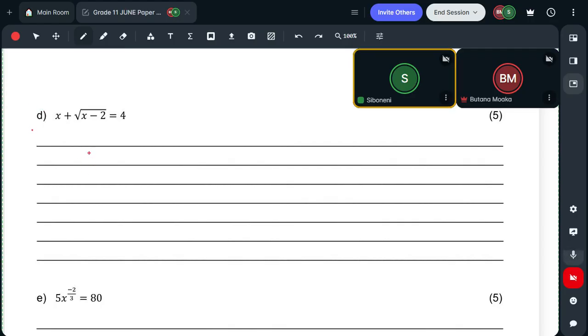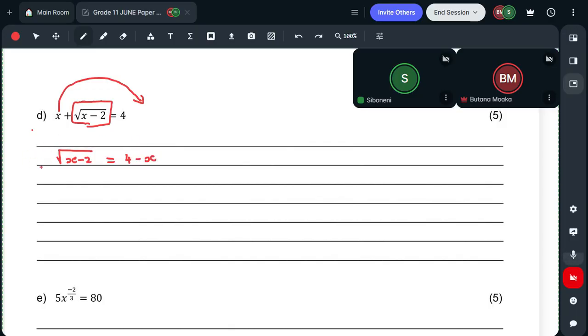Yes. We did talk about the set. First thing first, isolate the root. You need to make sure that you put this guy on one side of the equation. To do that, you move the x, you bring it this side, it becomes negative. So this will be the root of x minus 2, and this is equal to 4 minus x.